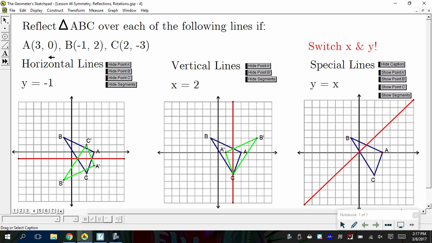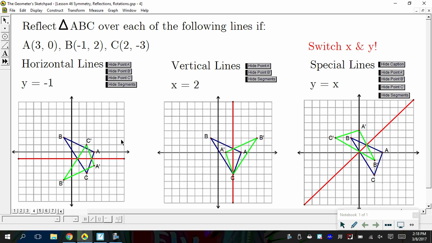which I got from up here, or just by looking at the picture, I can just switch the 3 and the 0 to get 0, 3, and that's my new point A prime. The coordinates for B are negative 1, 2, so if I switch those, I get 2, negative 1, and there's my new point for B. C is 2, negative 3, so I'll just switch those and get negative 3, 2, and then I can draw my triangle.